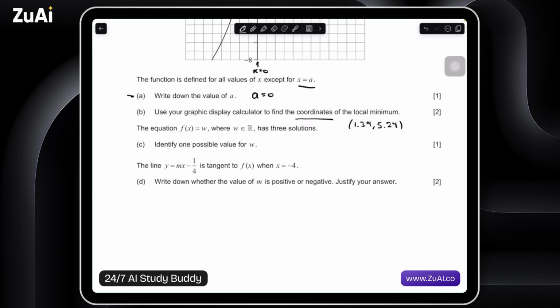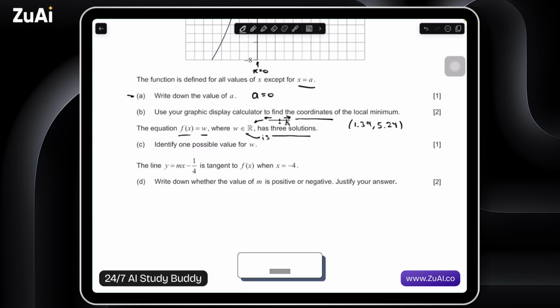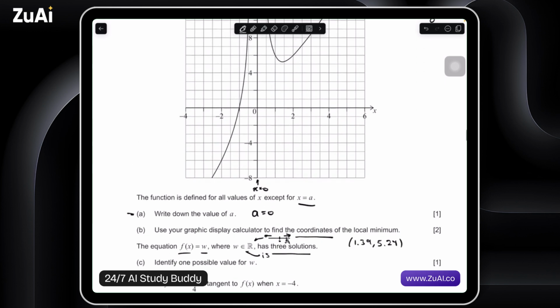Next part. The equation f of x is equal to w, where w is some real number. So you can read this as, it is an element of the real numbers, and a real number is anything that you could put on a number line. So 0, it could be 1, 2, 3, 4, it could be root 2, it could be anything that you could put on a number line, from negative to positive infinity. So we're looking for some equation where our function is equal to w, and we have 3 solutions. This is maybe a question that tests understanding of terminology in functions.